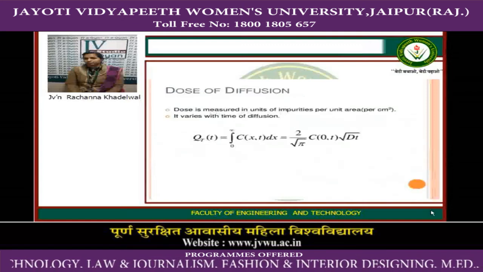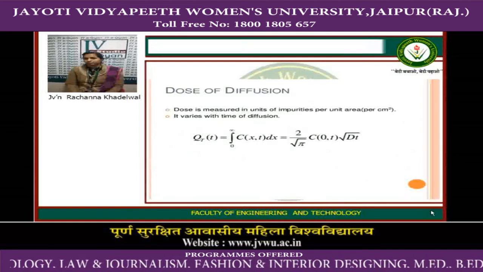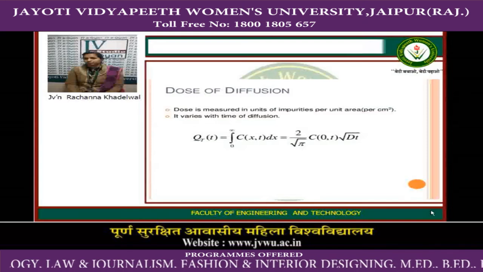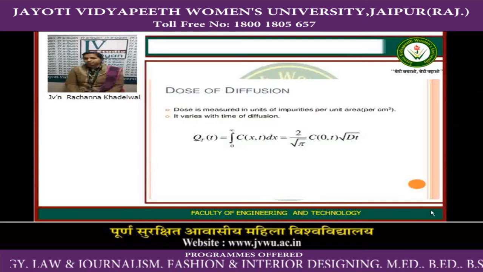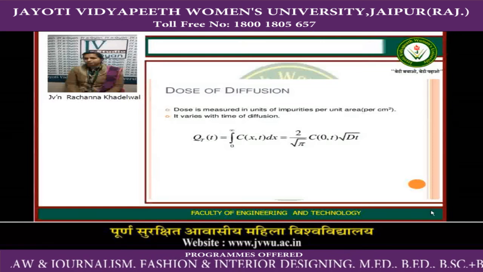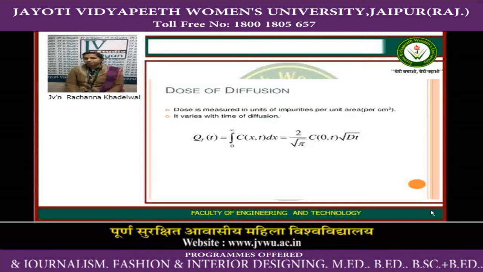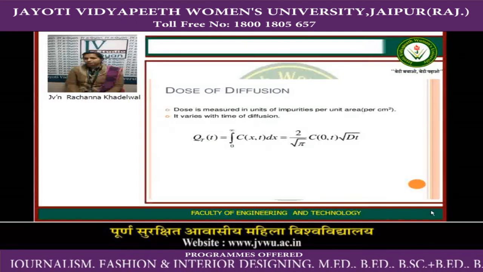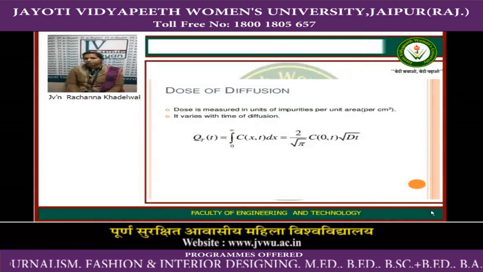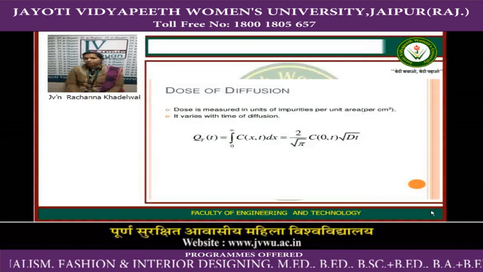Now dose of diffusion. Dose is measured in the unit of impurities per unit area, per centimeter square. It varies with time of diffusion. Q(t) = integral from 0 to infinity of C(x,t) dx, equals 2 times root of (Dt/pi) times C0.